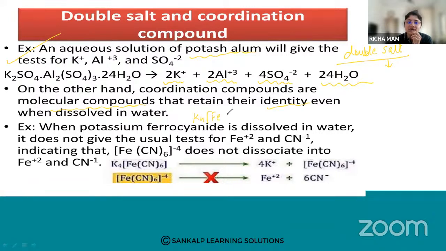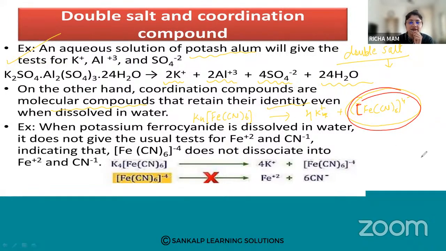So we have seen K4[Fe(CN)6]. When we add it in water, what is happening here? 4K+ and [Fe(CN)6]4-. So even if you add it in water, the molecular compounds are retaining their identity. It is showing that it is a complex compound. So complex compounds will retain their identity even if you dissolve them in water.